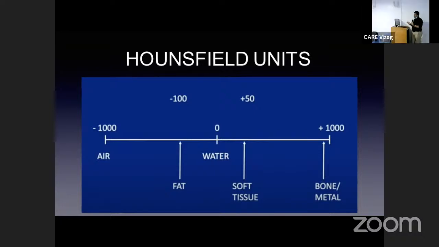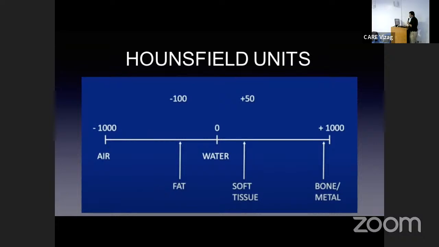So we have only a few gray scales to represent the entire set of HU values from -1000 to +1000. So it is not possible to assign a different shade for each HU value.